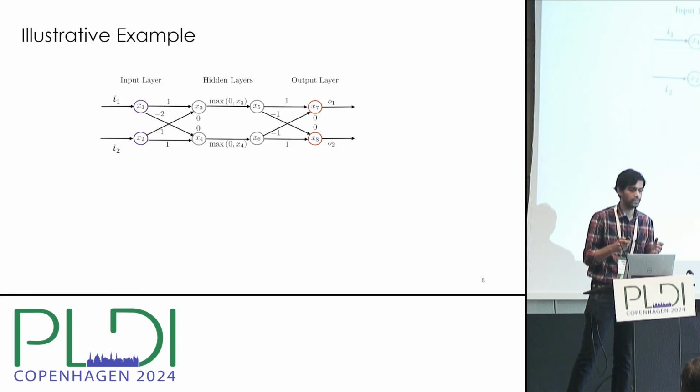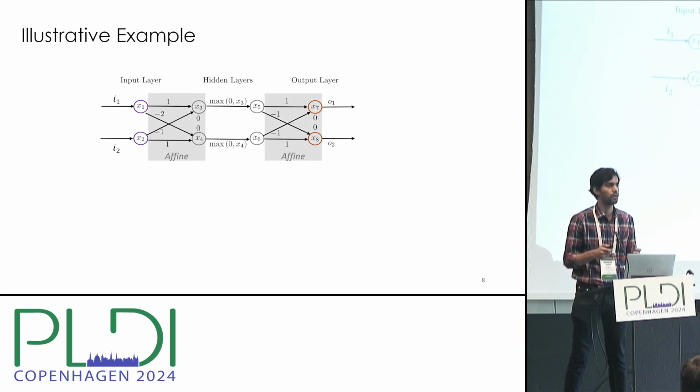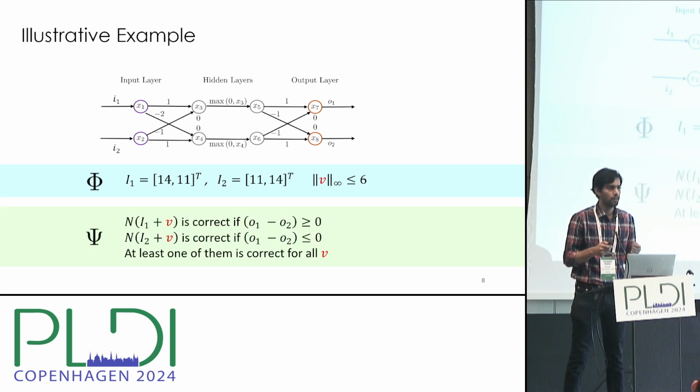Now, we will go over the details of the relational verification algorithm with this illustrative example, where we consider a 3-layer network with 2 affine layers and 1 activation layer with ReLU activation. We consider a pair of inputs I1 and I2, which come from 2 different classes. However, we apply the same perturbation V to both of the inputs. What we want to show in this case is that for any bounded perturbation V within this threshold, at least one of these executions remains correctly classified.